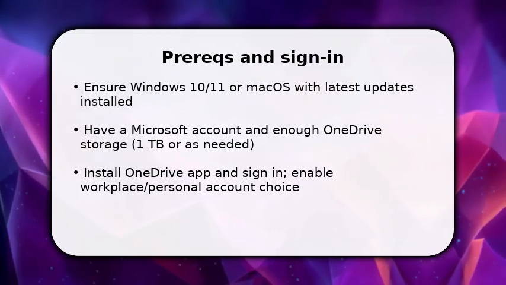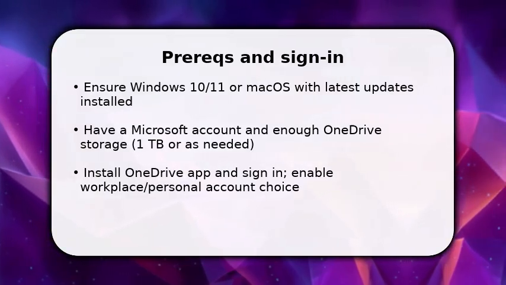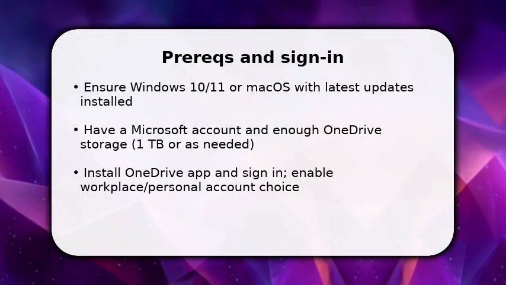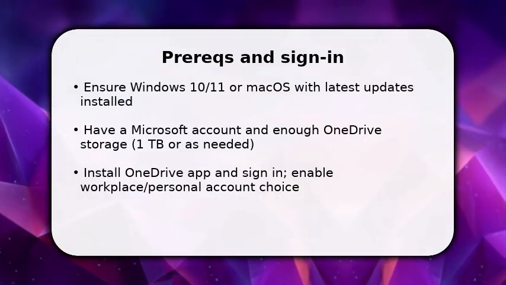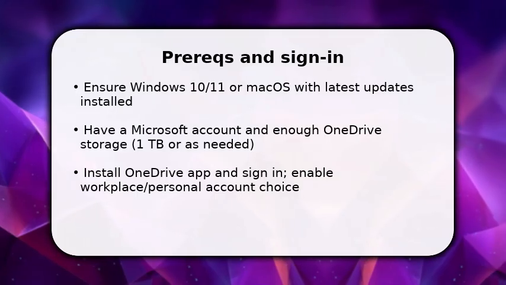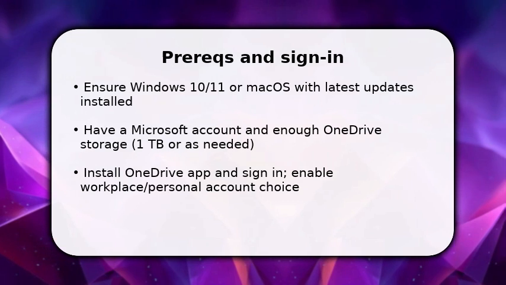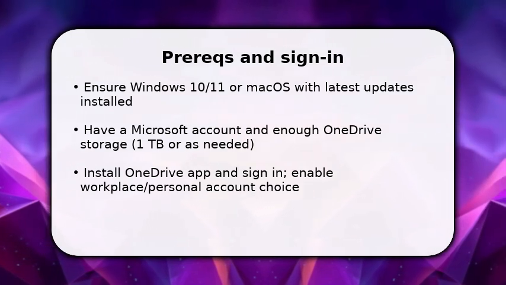Next, check available storage and upgrade if necessary, then pick personal versus work account when prompted. Once done, open the OneDrive settings panel to prepare folder selection. This first action links your device to the cloud and unlocks the backup options you'll configure in the next step.